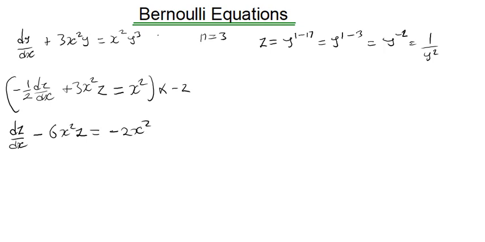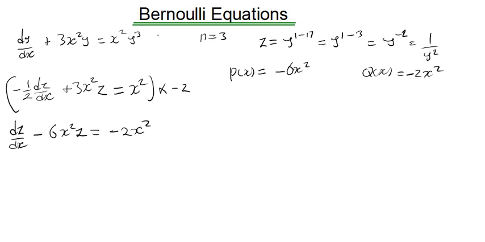Okay, so now I can use the integrating factor method. Now my p of x is quite clear that it's equals to what? It's equals to negative 6x squared. So it's very important that you come up with the correct format, because you might get something that is wrong if you don't do things right. Okay, so what about your q of x? Your q of x is nothing but negative 2x squared.